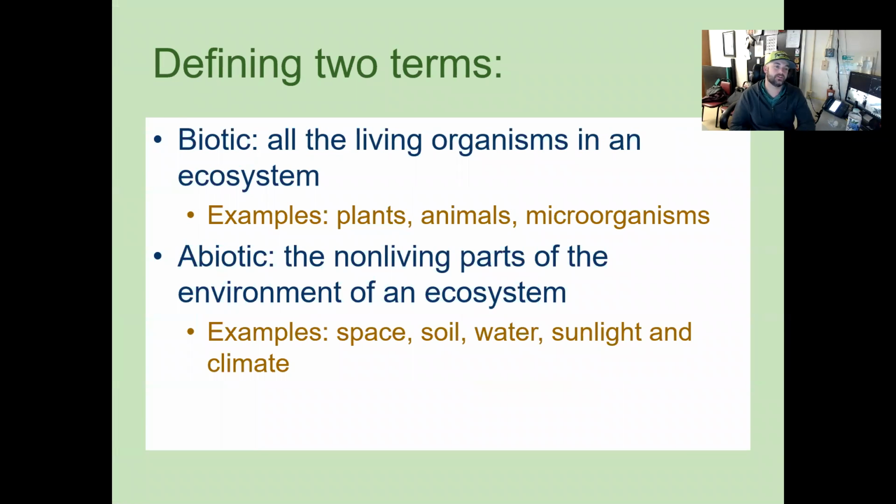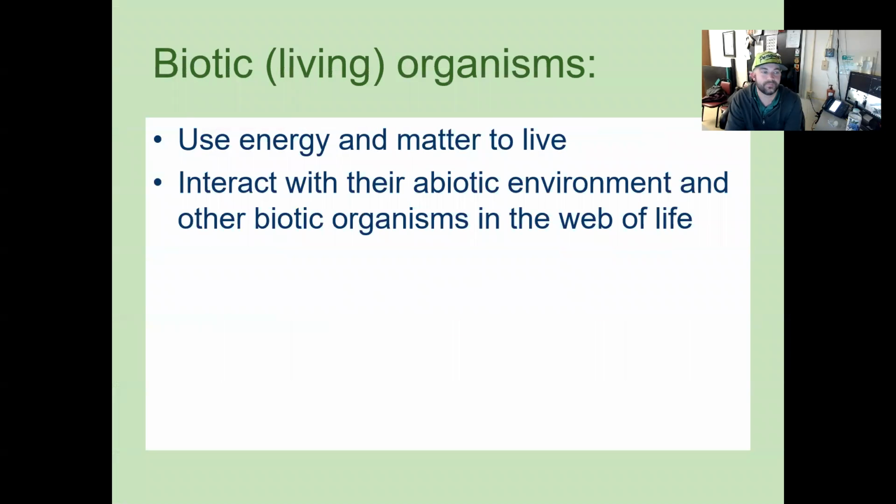So, we're going to define that in two terms: biotic, which is all the living organisms in an ecosystem. Some examples of this would be plants, animals, and microorganisms. And abiotic, which is the non-living parts of the environment of an ecosystem. Examples of this would be space, soil, water, sunlight, and climate.